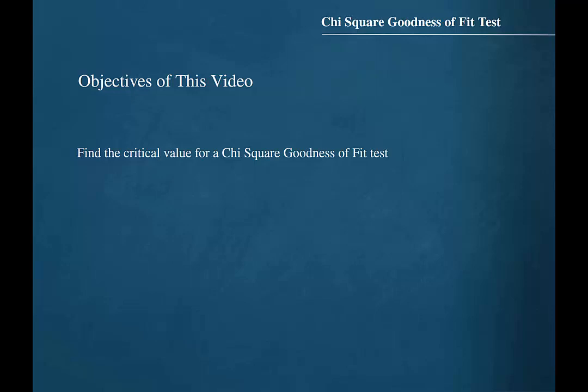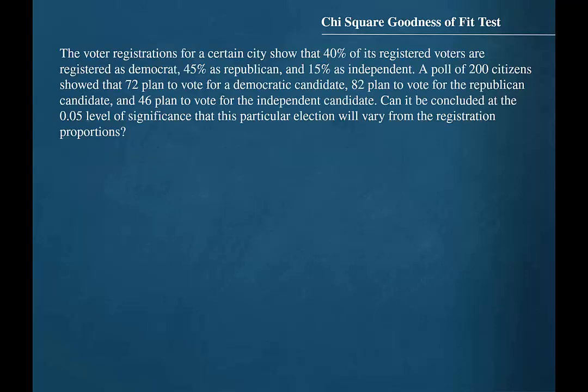The objective for this video is to learn how to find the critical value for a chi-square goodness of fit test. The voter registrations for a certain city showed that 40% of its registered voters are registered as Democrat, 45% as Republican, and 15% as Independent.